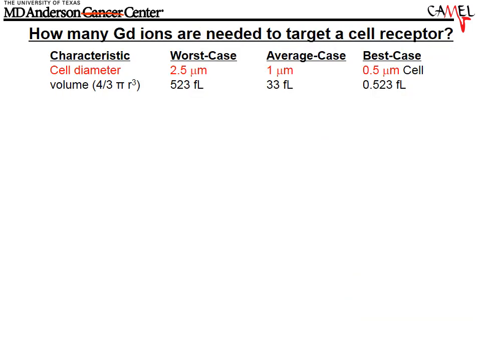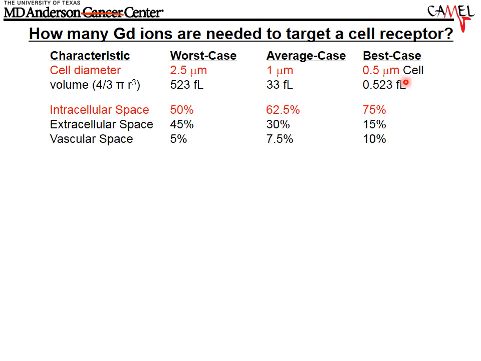That, it takes a lot of gadolinium to detect these cell receptors. Can we get enough gadolinium to the site of the cell receptor? Well, let's look at a worst case example where cell diameter is 2.5 microns. Best case example where cells are very small, so there would be a lot of cell membrane and therefore a lot of cell receptor. And what happens if the intracellular space is low relative to high? Well, we can add that to our criteria.